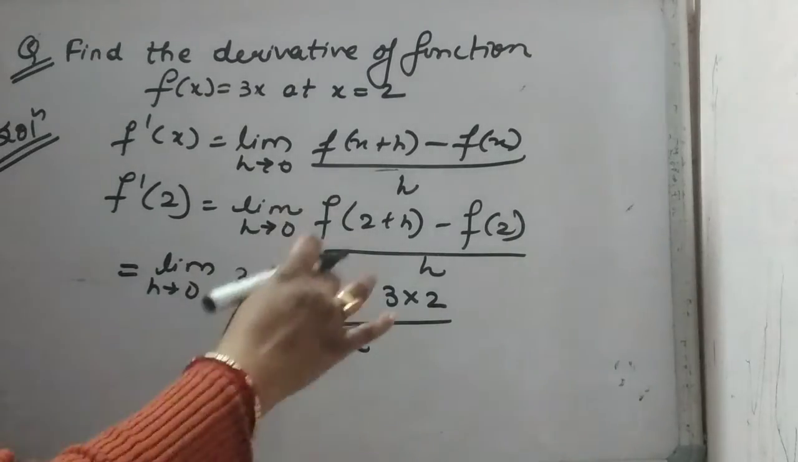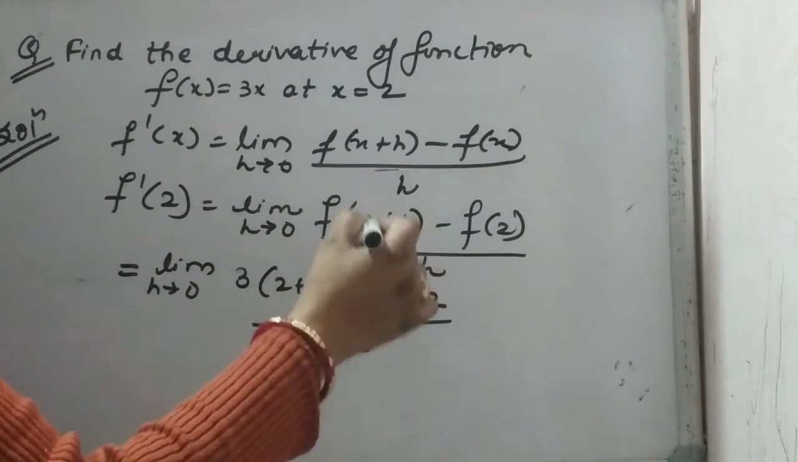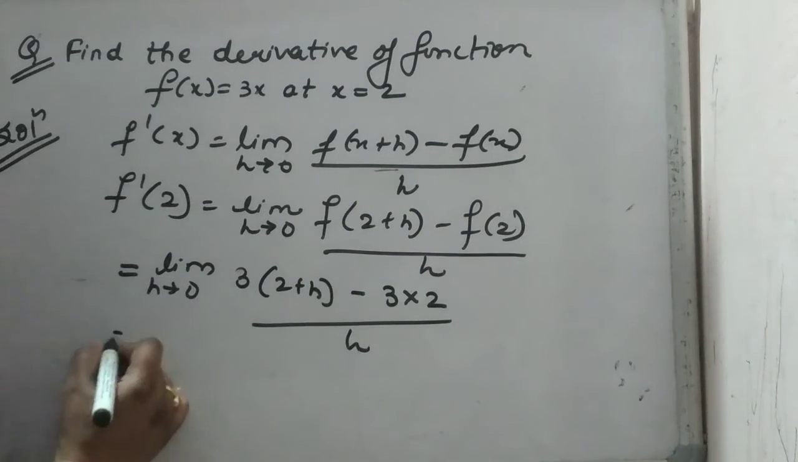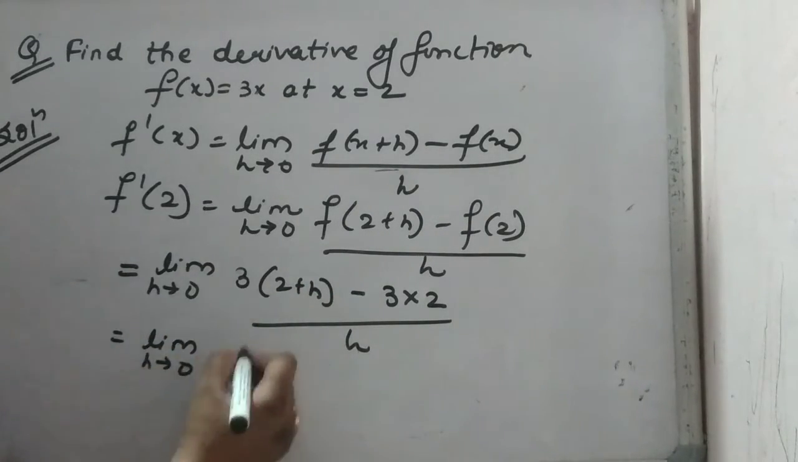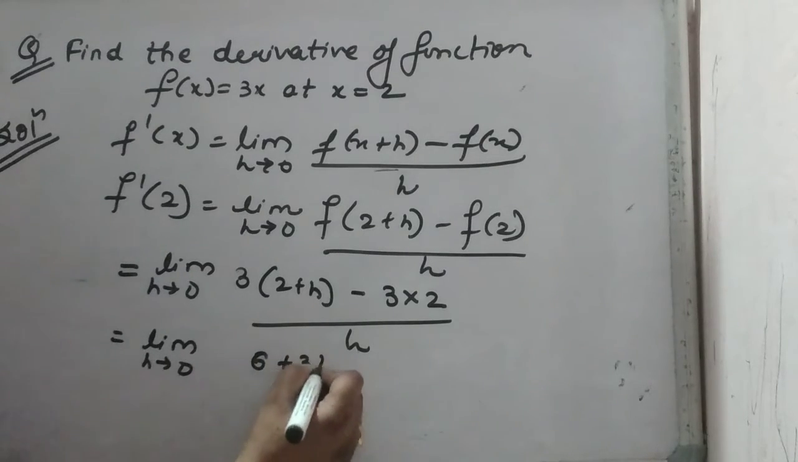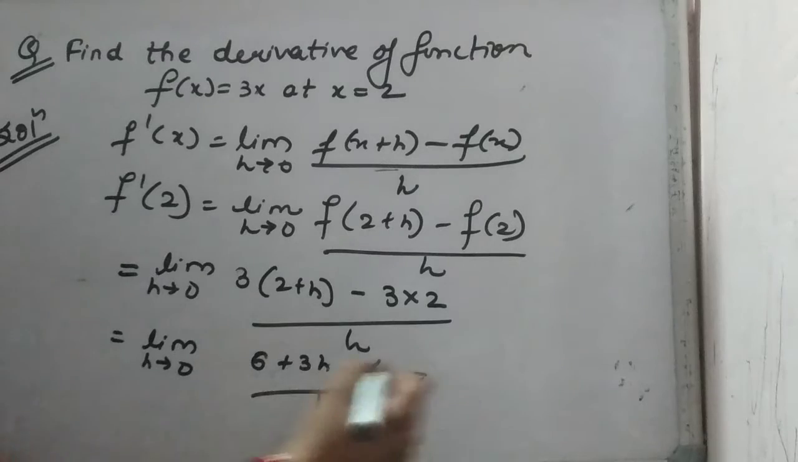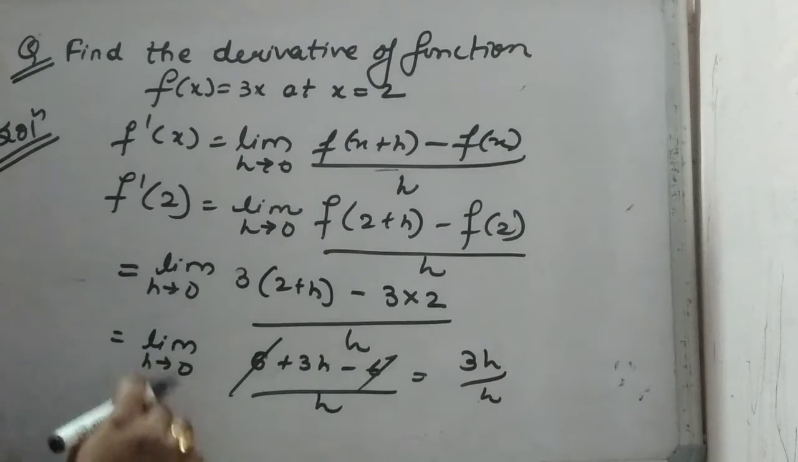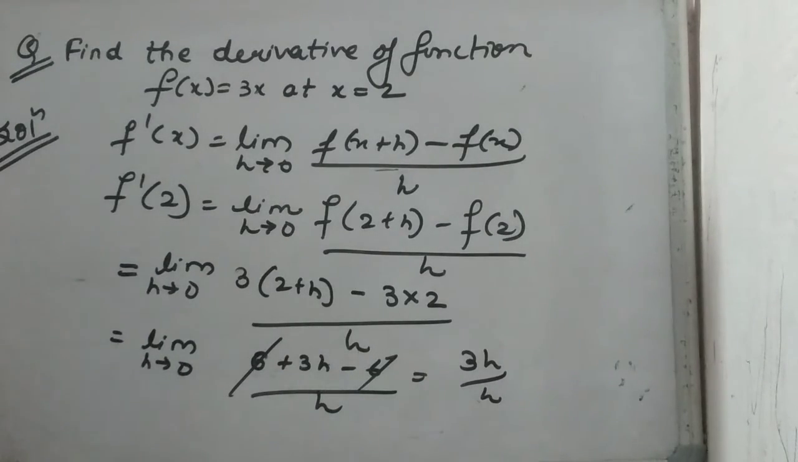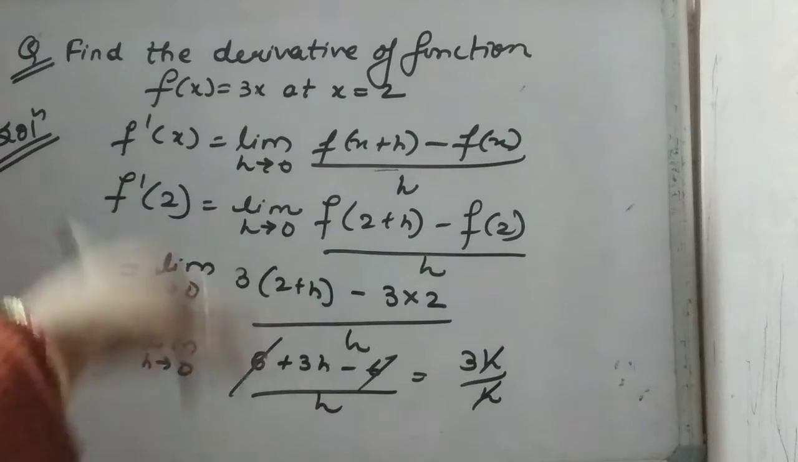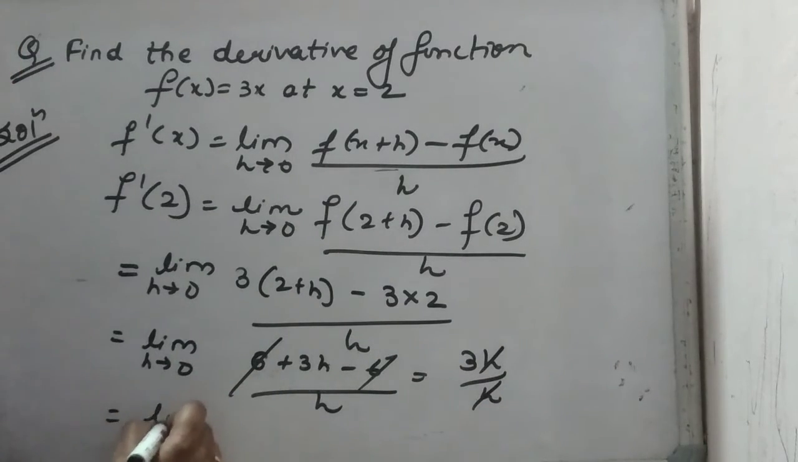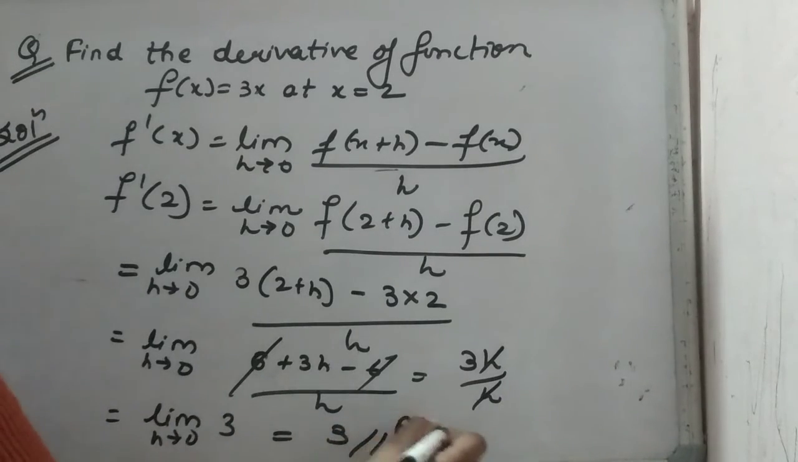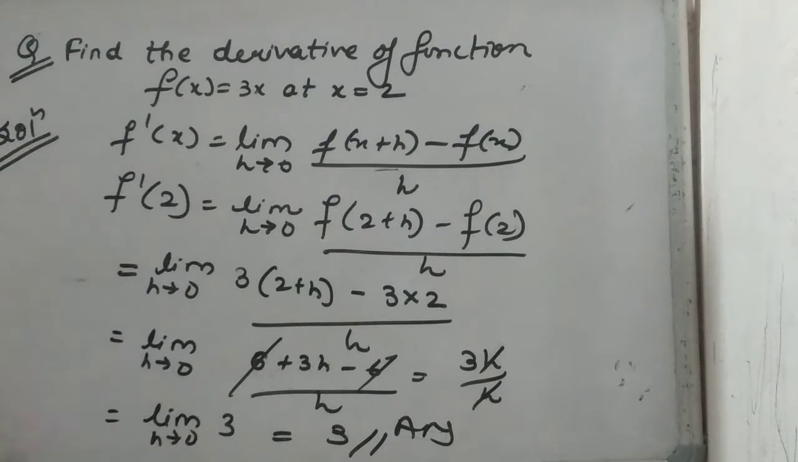So here in place of x we have to put this value, this is our first value, this is our second value. Now we can solve here. Limit h tends to 0, this will be 6 plus 3h minus 6, upon h, and if we solve this, 6 and 6 cancel, and 3h upon h. If we directly put 0 here we can't find the answer, so first we make it in the simplest form, then h tends to 0, but h is not there, so directly we can write 3 as our answer. So in this way you can put the x value and solve easily, okay.